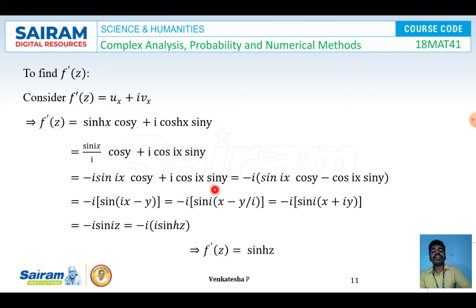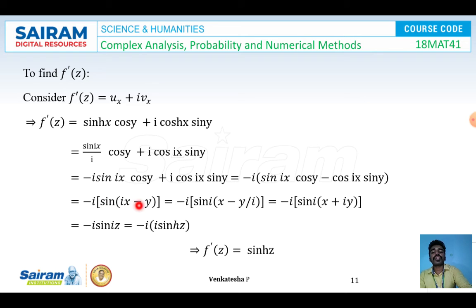So now from this entire expression I can take minus i common factor. I got minus i into sin ix cos y minus cos ix sin y. Now this can be written like sin a cos b minus cos a sin b, which will be equal to sin of a minus b. So I got minus i into sin of ix minus y.